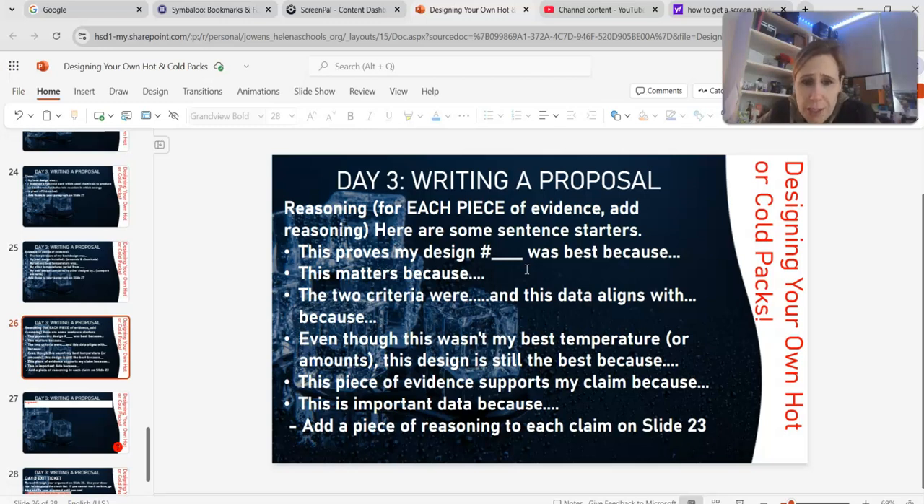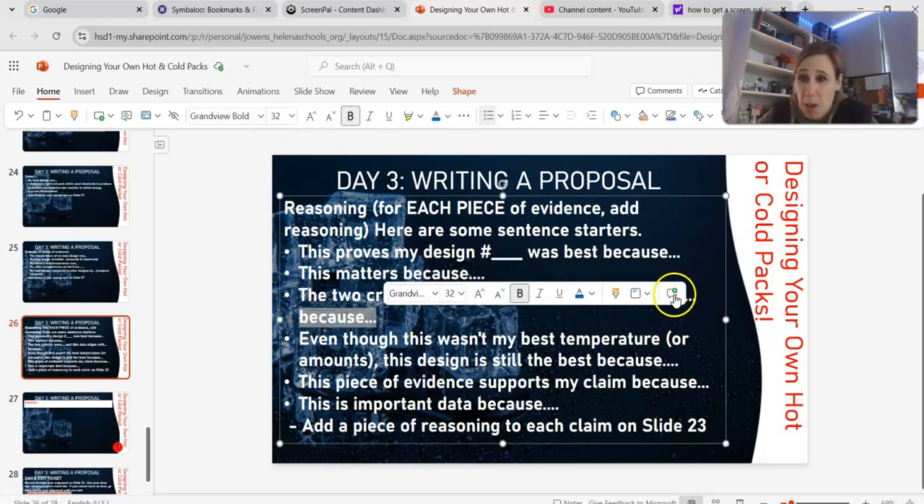The two criteria were blank and blank, and this data aligns with them because, or it aligns with one of them, or it aligns with both of them. And don't forget the because, that's the most important spot. If you guys just leave it at that first part, it's not going to be reasoning, it's just going to be you restating your evidence.